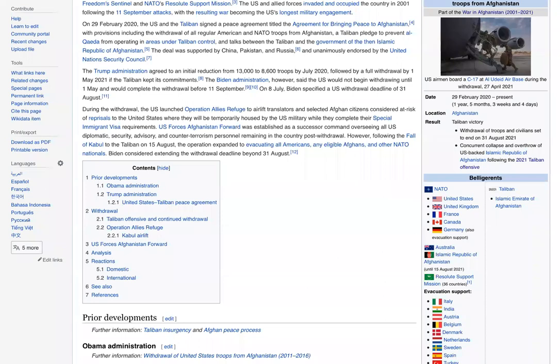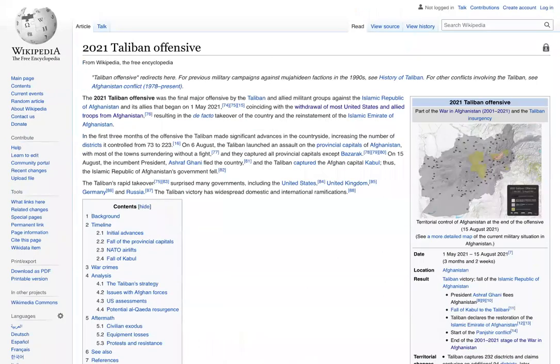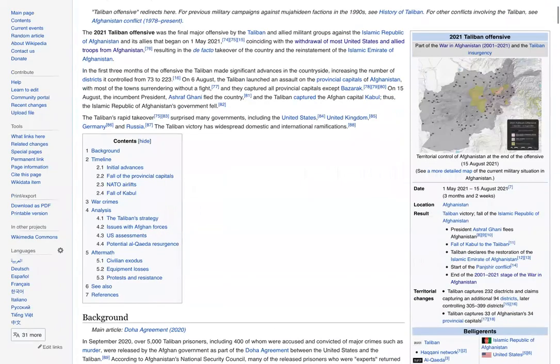Let's take a look at how the Taliban offensive came into play. In the first 3 months of the offensive, the Taliban made significant advances in the countryside, increasing the number of districts controlled from 73 to 223.